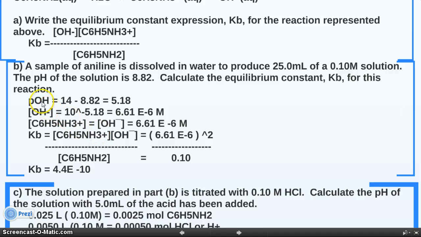In B, it asks for the Kb. So you start with the pH it gives you, you go to pOH, go to the concentration of OH, and that's equal to that, and you put that in an equation with that as the numerator and the base as the denominator, and you come out with a Kb of 4.4 times 10 to the negative 10th.